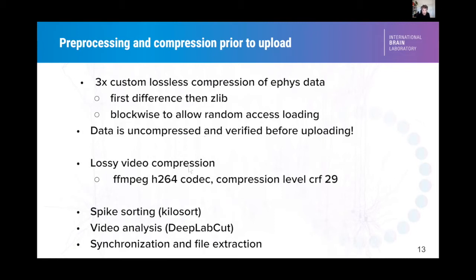For video, it's lossy compression using MPEG. And then there's all sorts of other pre-processing that needs to be done. Spike sorting, for the moment, we're using Kilosort, but we're actually doing a lot of development of Kilosort in order to make it run at scale. Video analysis, we're running DeepLabCut, and then all sorts of synchronization and file extraction that's custom to our particular setups.